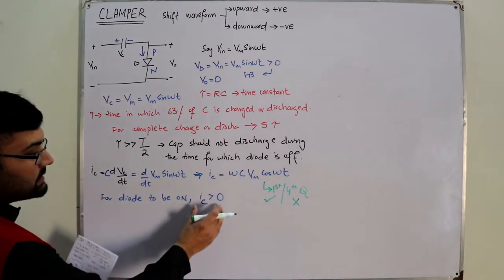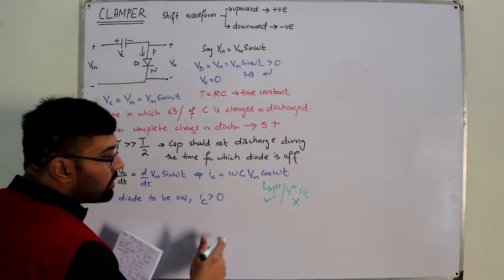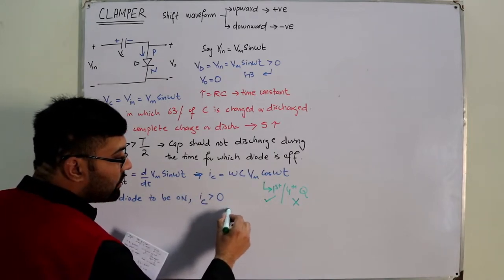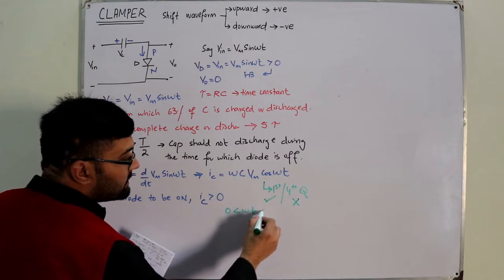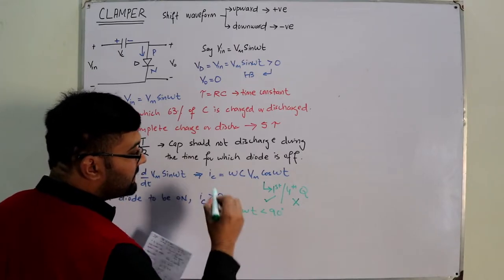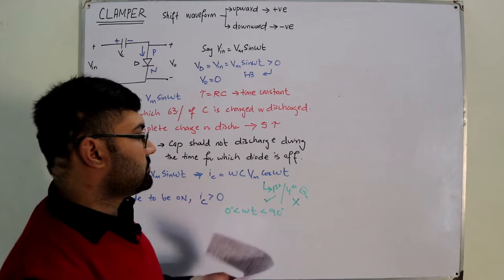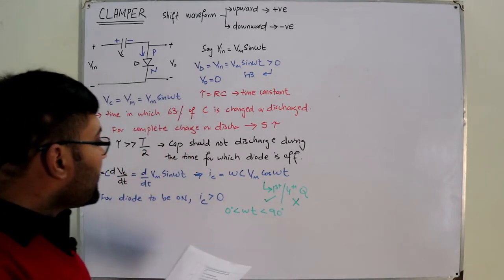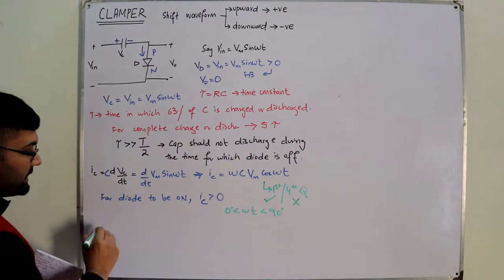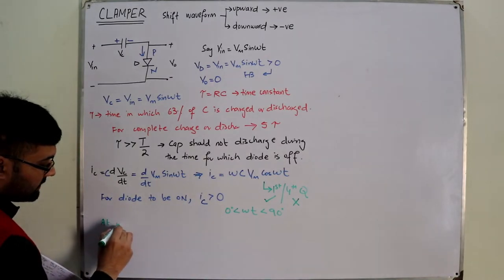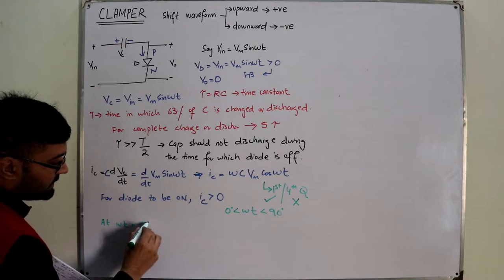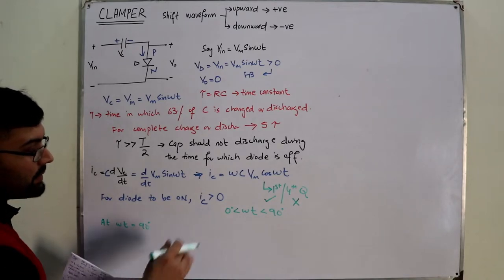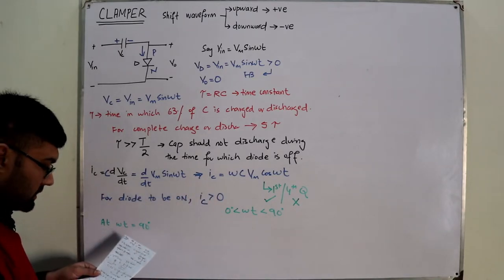Which means IC would be greater than 0. We'll consider the case when omega t lies in the range 0 to 90 degrees. You can write it in radians as well. Now what happens at omega t equal to 90 degrees? At omega t equal to 90 degrees, what would happen? Cos of 90.